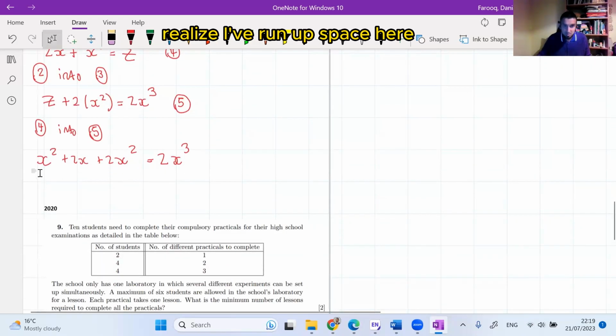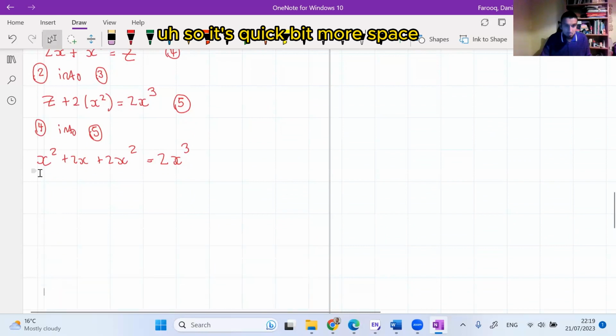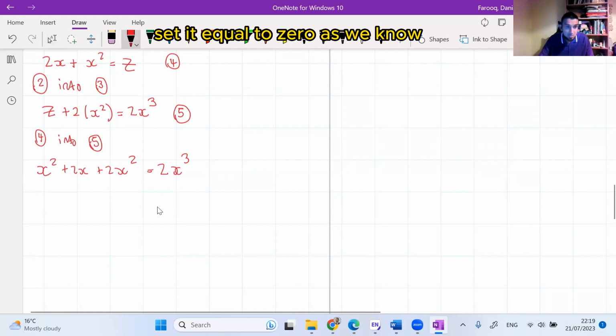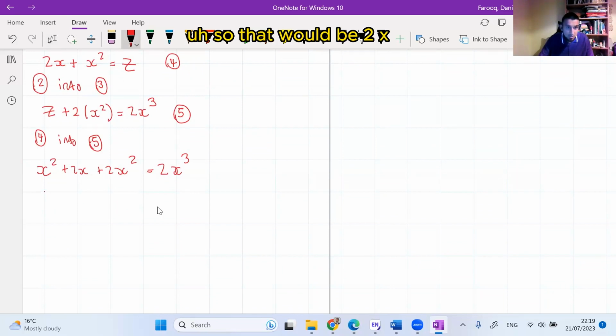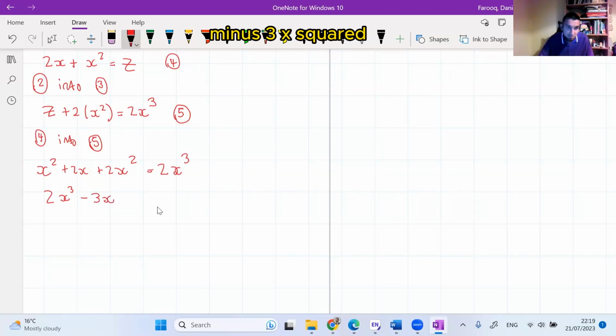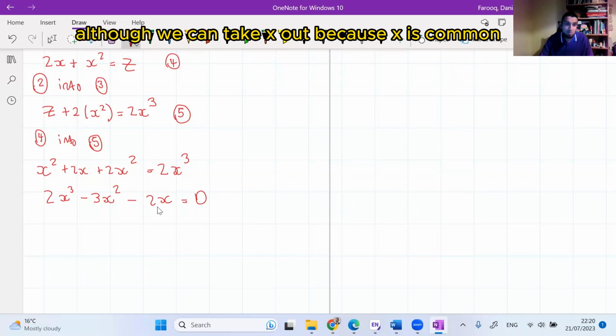I realize I've run out of space here, so I'll just create a bit more space. So now we can set it equal to 0 as we know. So that will be 2x cubed. Move all that to the other side. x squared plus 2x squared is 3x squared. That will become minus 3x squared once it goes to the other side, minus 2x equals 0. Now this is a cubic, although we can take x out because x is common.